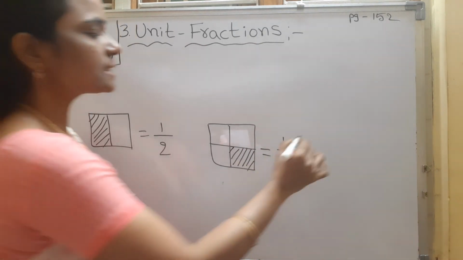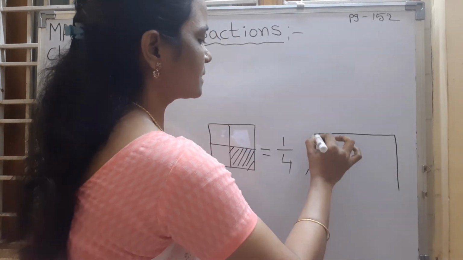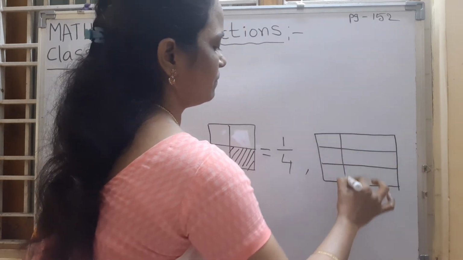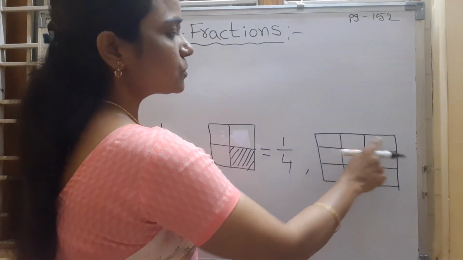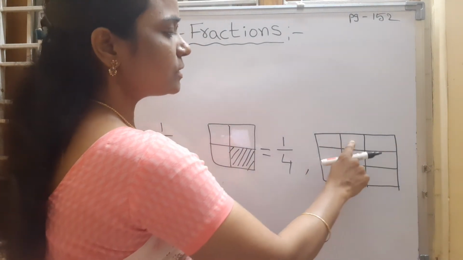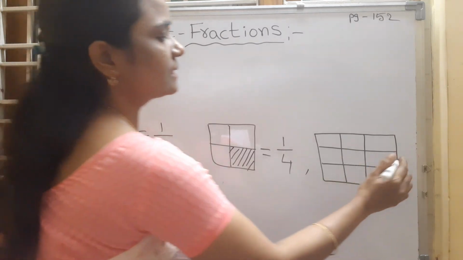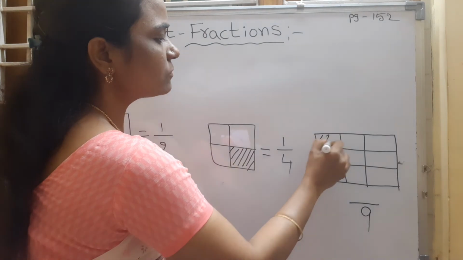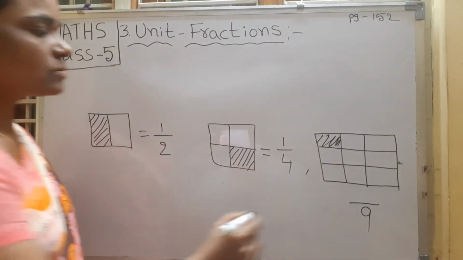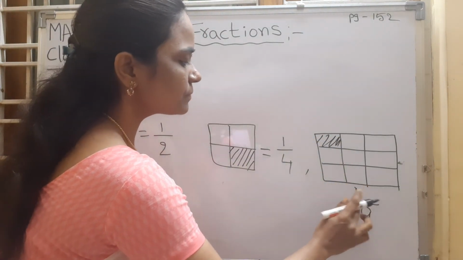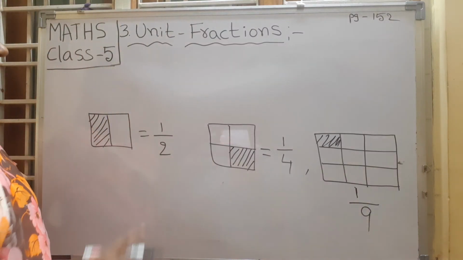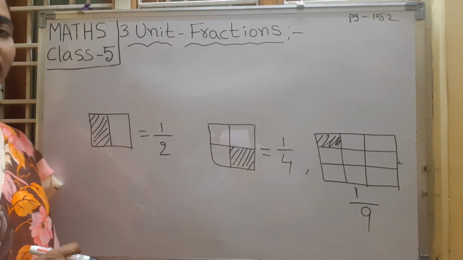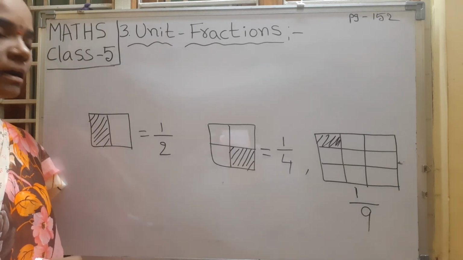Next, take another shape. 1 2 3 4 5 6 7 8 9, total 9. Out of 9 only one part is colored. So what is the fraction for the given shape? It is 1 by 9. So once observe all these examples, children. What is your observation? Very good.